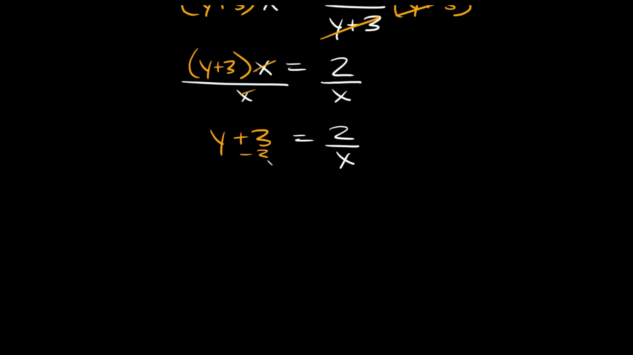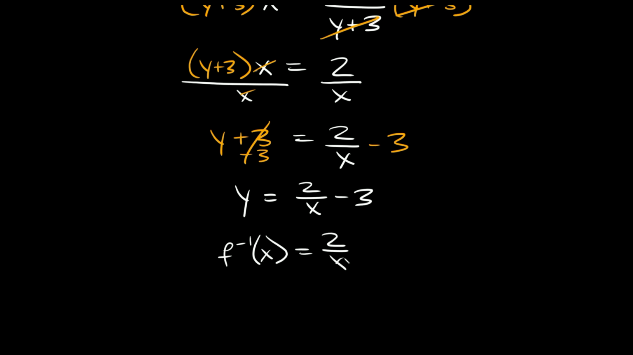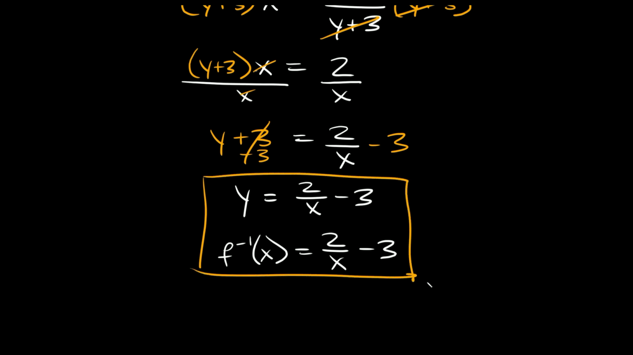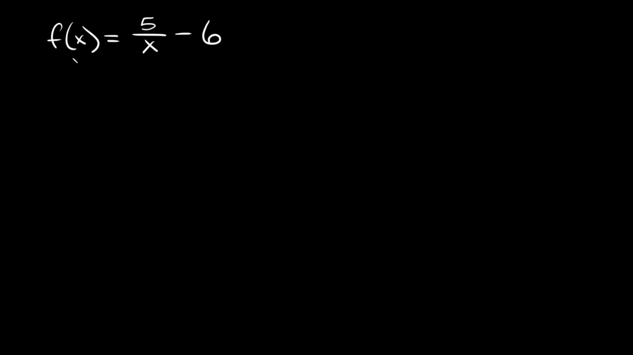And then we can finally get rid of this 3 by subtracting 3 on both sides. So we end up with y is equal to 2 over x minus 3. Okay, and if you want, you can write this final answer as the inverse function, like that, is equal to 2 over x minus 3. Right? Either one of these would work. All right, here's the next one.